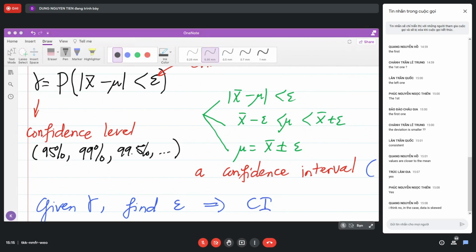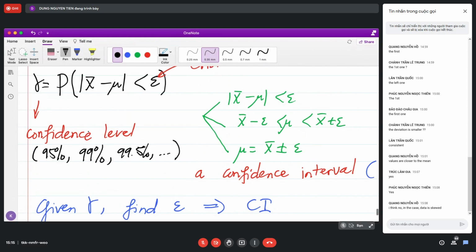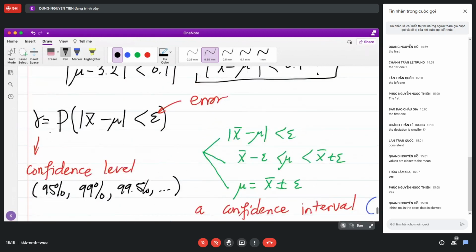Is it okay? Is that all clear? You see that this is an equation. So if you are given gamma, you can determine epsilon. If you are given epsilon, you can find the gamma. All right. What you want is for the error to be small, and you want the confidence level to be large enough, to be big. However, we cannot achieve both of them. We normally fix one value and determine the other.